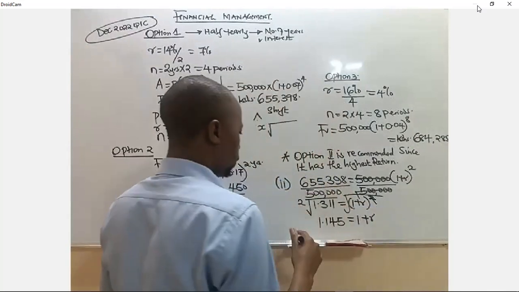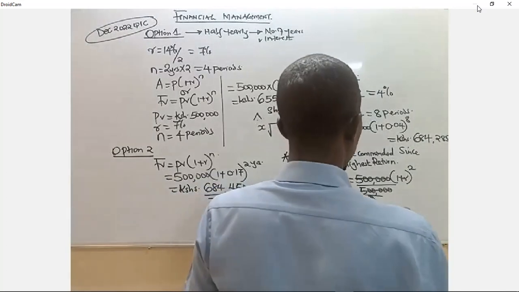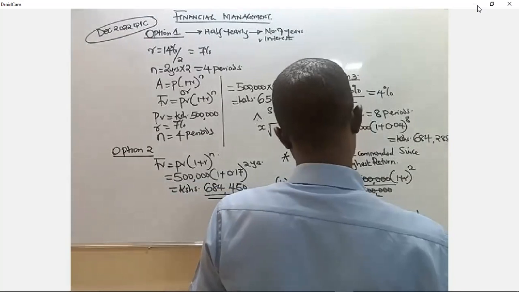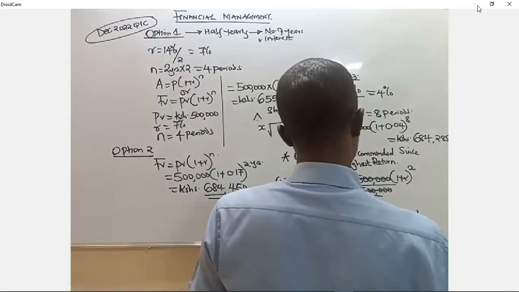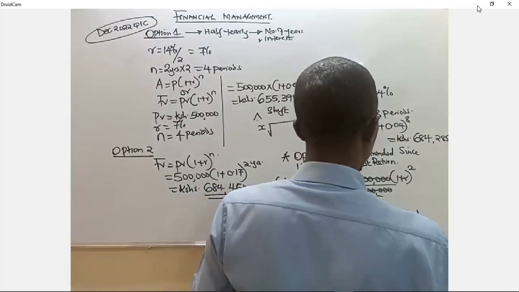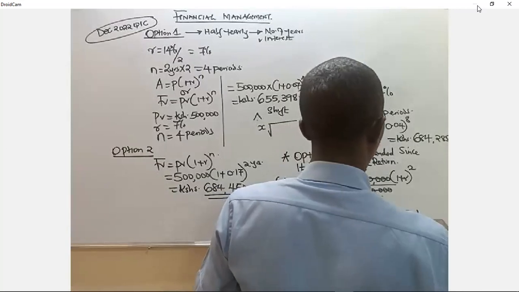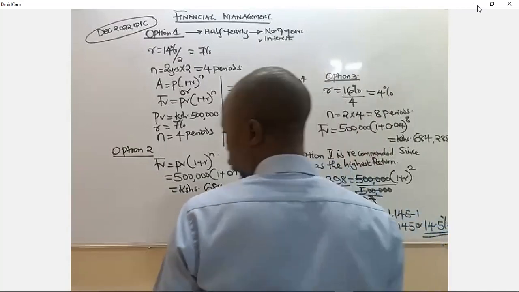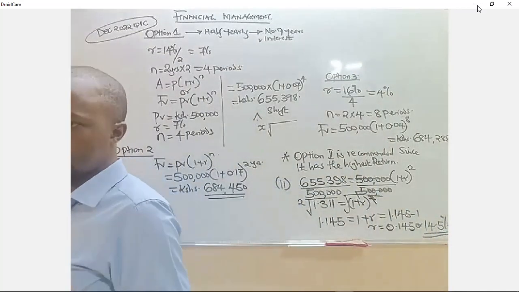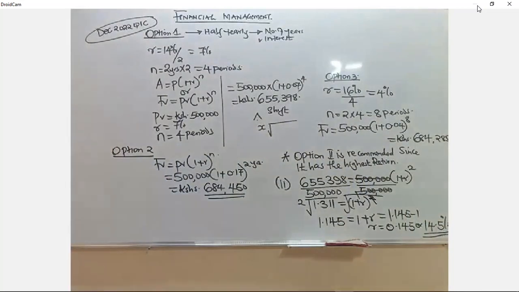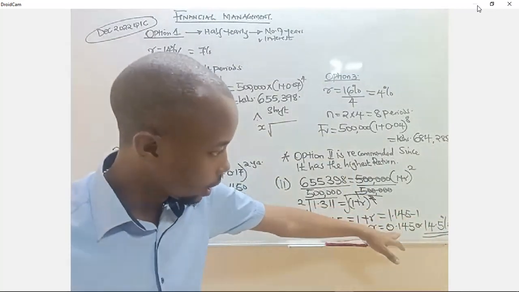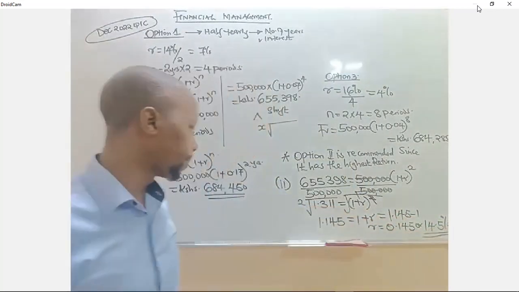On the other side you're going to have 1.145 minus 1. So our rate will be equal to 0.145 or 14.5%. If you go 1.145 minus one, you're going to get this, or 14.5%.